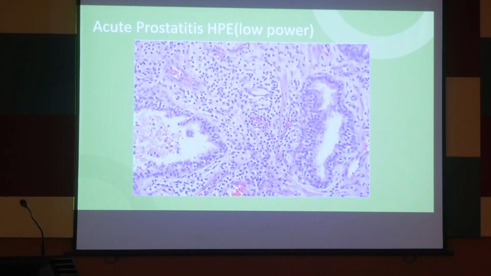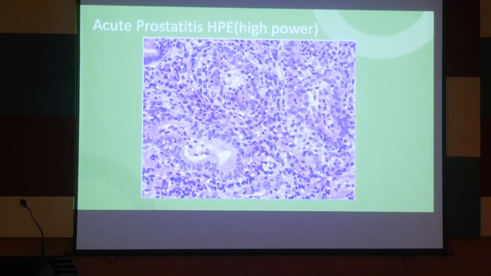These are neutrophils. So this is a case of acute prostatitis. The acini are filled with neutrophilic exudates and hemorrhage, and these are all acute inflammatory cells, mostly neutrophils, in stroma as well as in gland.